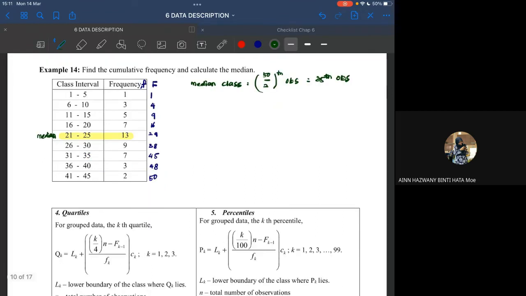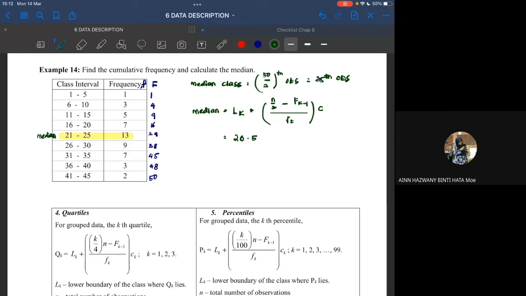So to find the median, we are going to use the formula lower boundary plus n over 2, which is 25 lah yang kita cari tadi, minus cumulative frequency before class over frequency of the class darab dengan class size kita. Okay, so this is the median class. Lower boundary dia ialah 20 plus 21 divided by 2, which is kita dapat 20.5. Okay, so here is 20.5.